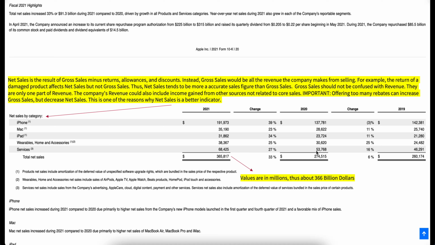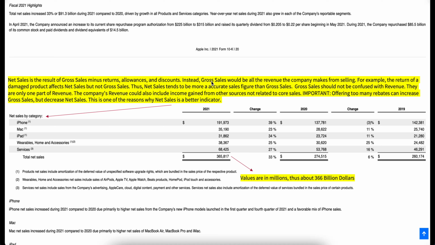But what are net sales? And are they the same as revenue? Well, not really. So net sales is what the company sells basically, minus returns, allowances, and discounts. Now, these values are basically added back to the gross sales.